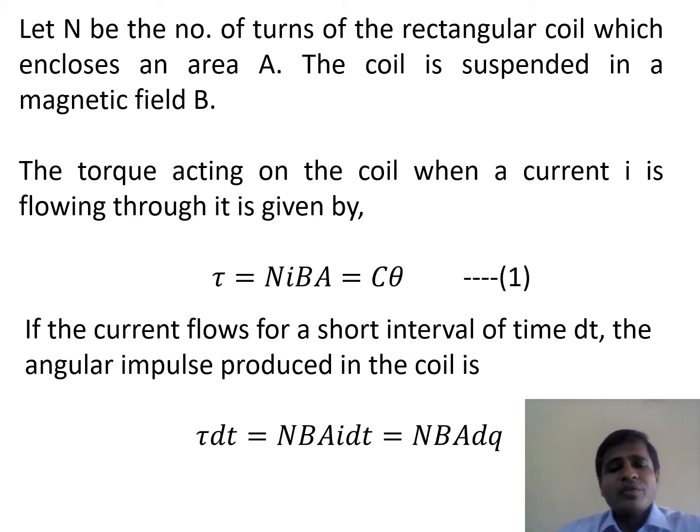If the current flows for a short interval of time dt, the angular impulse produced in the coil is, that is tau into dt is equal to capital N into capital B capital A into I dt, which is equal to N into B into A into dq, where I dt is equal to dq.